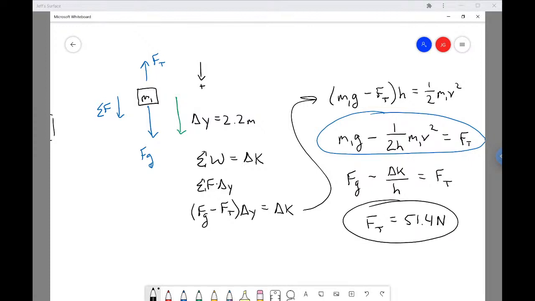51.4 newtons. All right, so if we repeated this analysis using mass 2 instead of mass 1, we would get exactly the same answer. We should get exactly the same answer because the rope is connecting the two masses. It transfers the force of tension from one mass to the other, and Newton's third law. So we have equal magnitude forces on these two bodies because it's transferred by the tension in the rope.